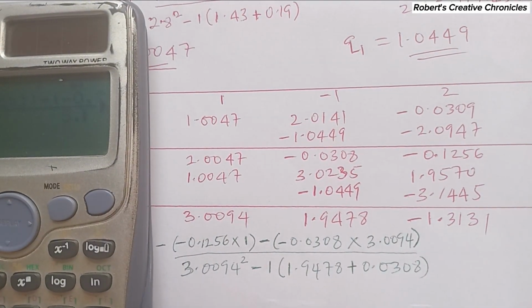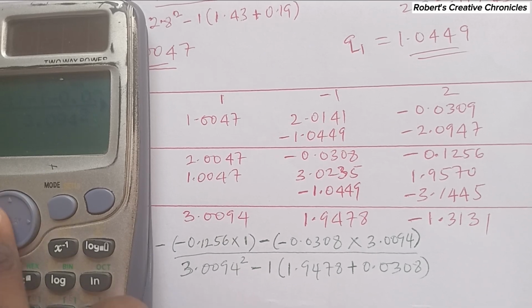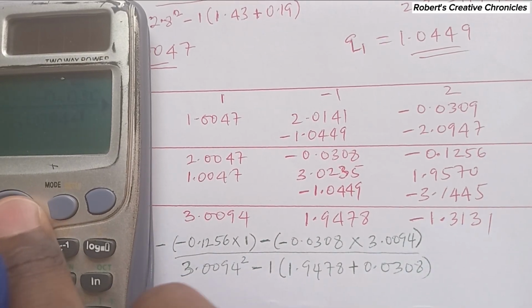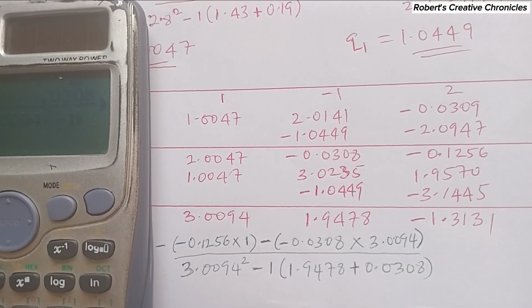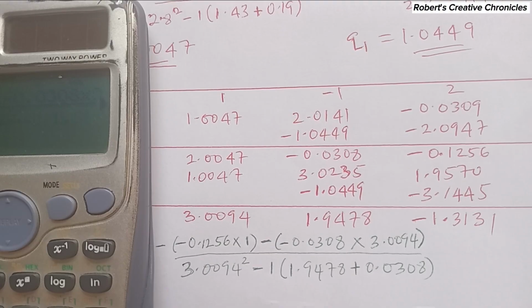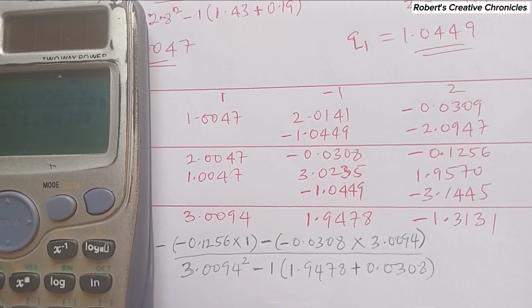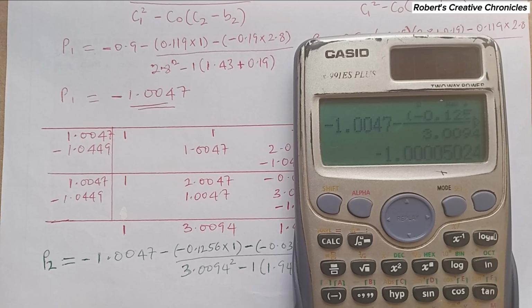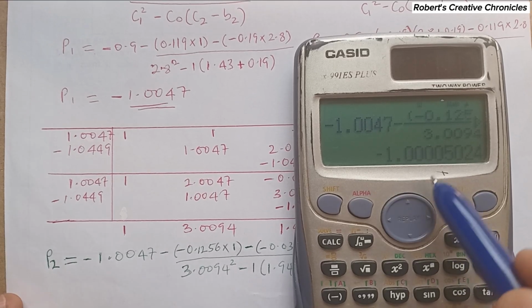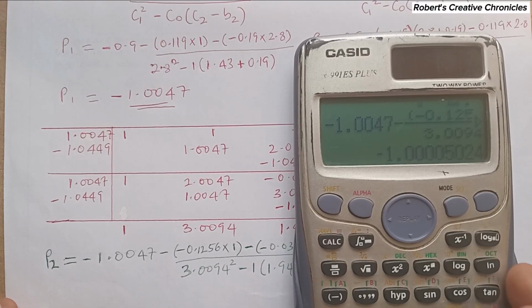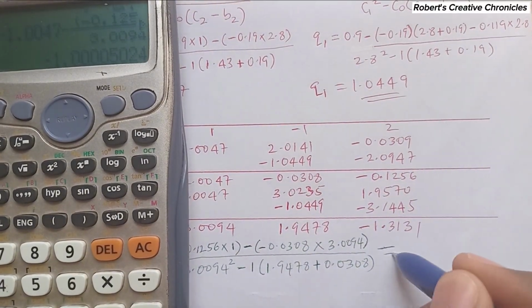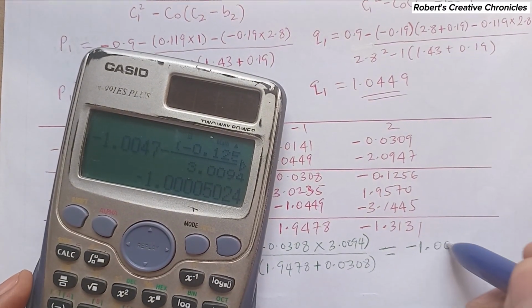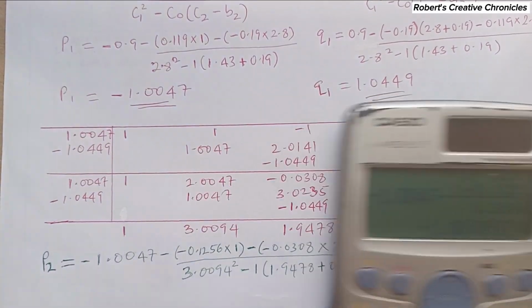Then 3.0094 squared minus 1.9478 plus 0.0308. So this is equal to negative 1.0001, approximately negative 1.0001. So this is the value of P2.